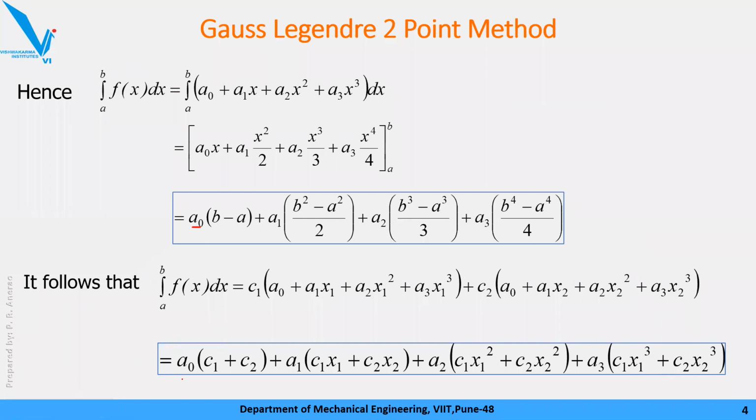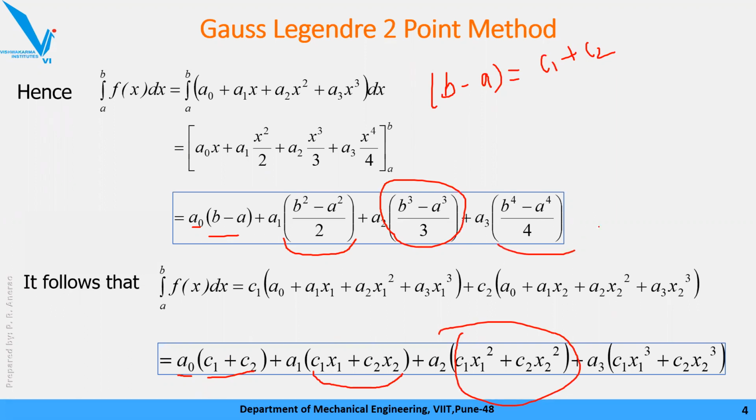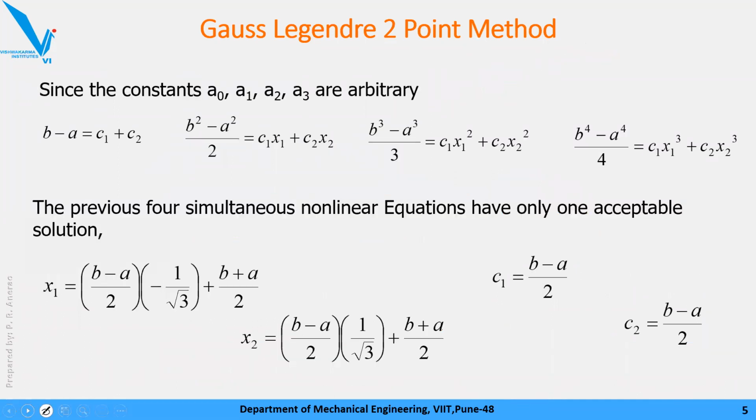See, यहाँ पे a0 है, यहाँ पे a0 है. Means what? The bracket वाली term b minus a from equation number 1 is actually equal to the same C1 plus C2. Similarly, this b square minus a square divided by 2 and C1 x1 plus C2 x2 are the same. Next term, इसमें और इसमें comparison देखो, both should be equal. Okay, so I have written it down in the next slide separately.